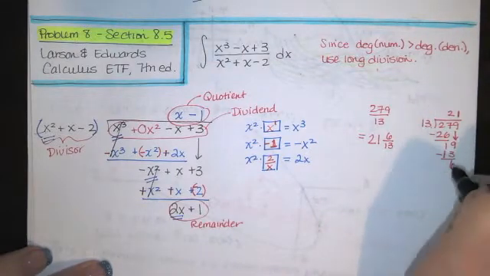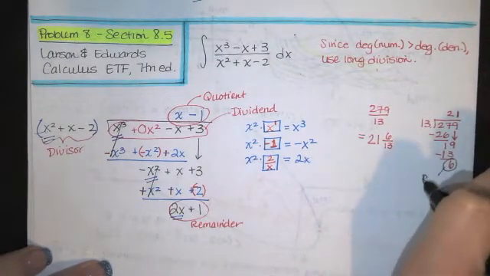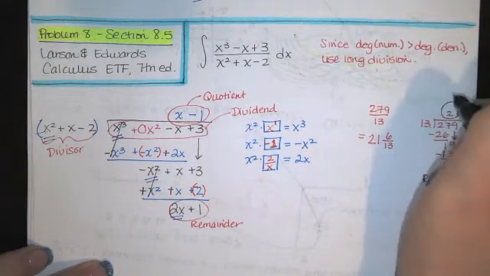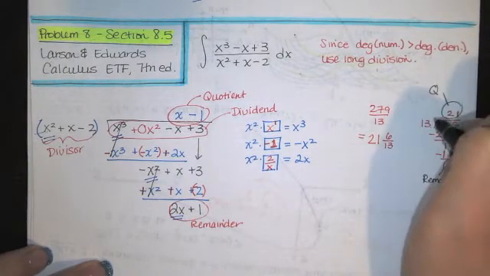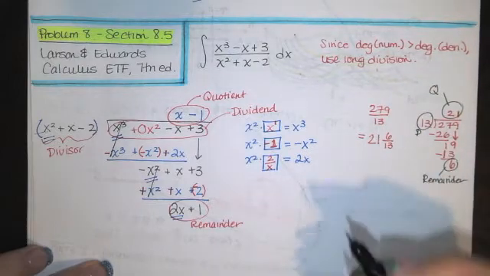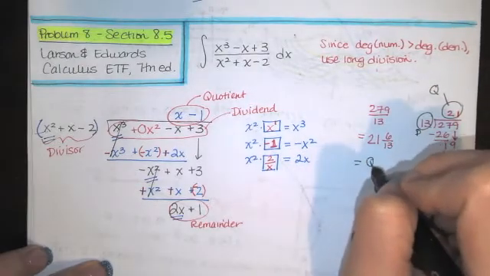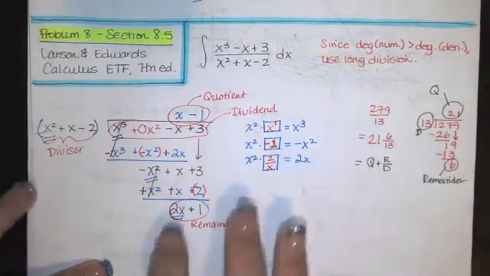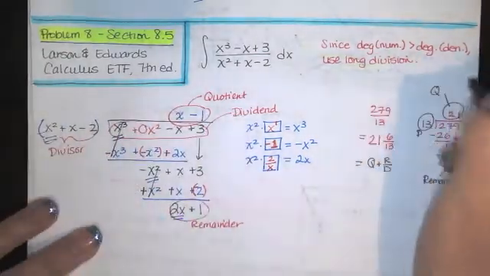But I want you to notice what we did. What we did was we took this, which we call the remainder, and we took this quotient. I'll just label it Q, and this is my divisor. And the final answer was the quotient plus the remainder over the divisor. We're going to do something very similar over here.